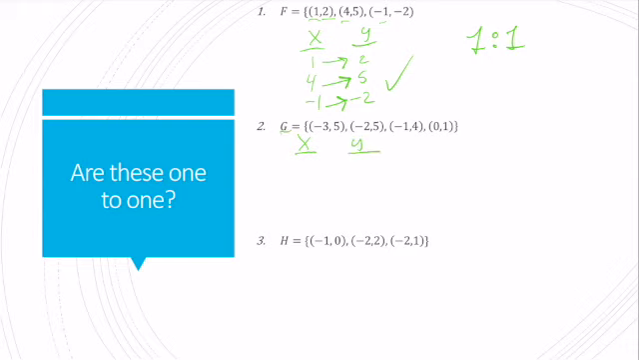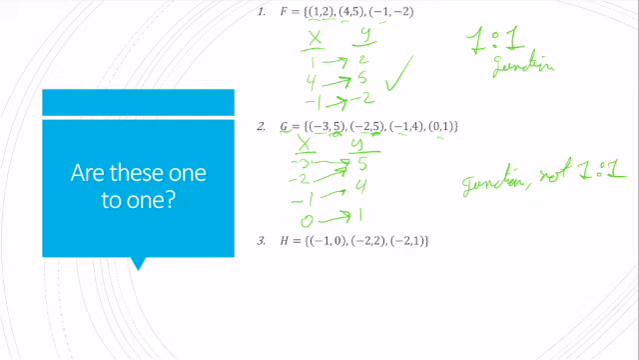Let's take a look at relation G. My x values are -3, -2, -1, and 0. My y values are 5, 4, and 1. Now remember, we're working on a number line. Just because it shows up twice, we don't write it twice. I have -3 and -2 go to 5, -1 go to 4, and 0 go to 1. Is this a one-to-one function? No, this is just a function, right? It's not one-to-one because -3 goes to 5 and -2 goes to 5.